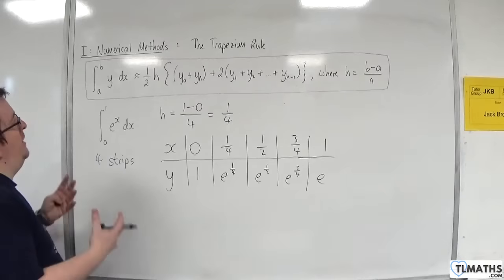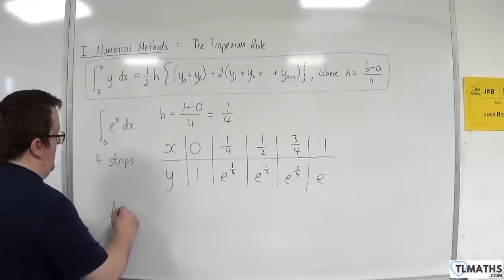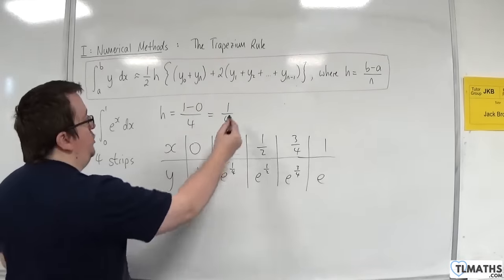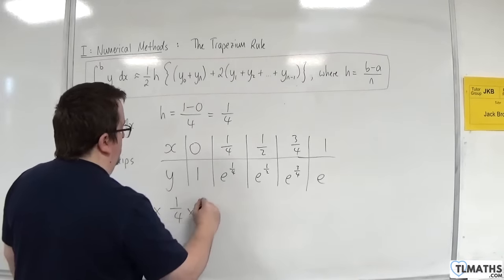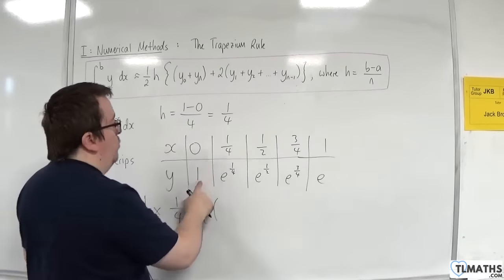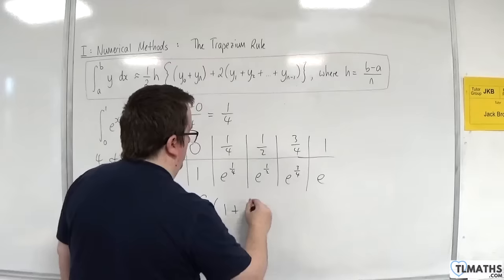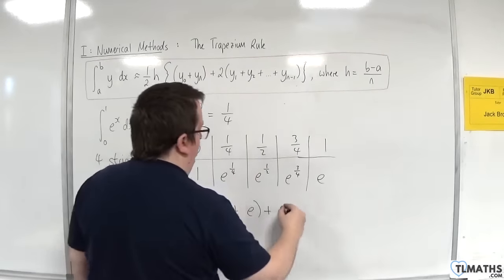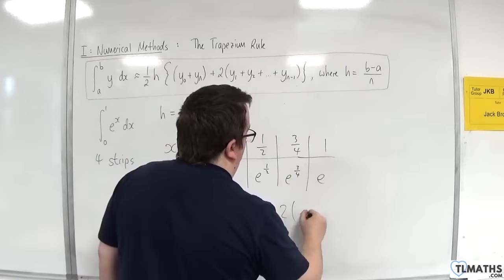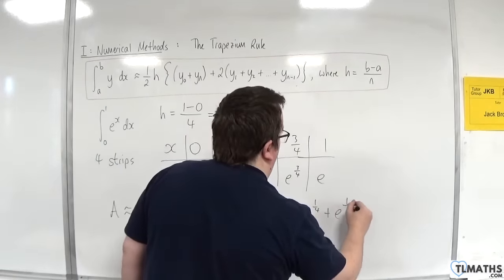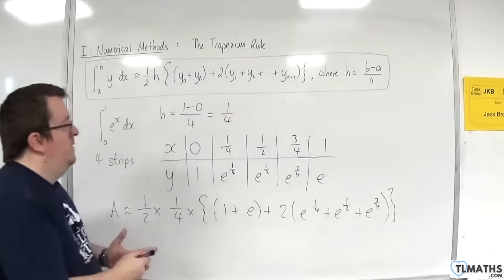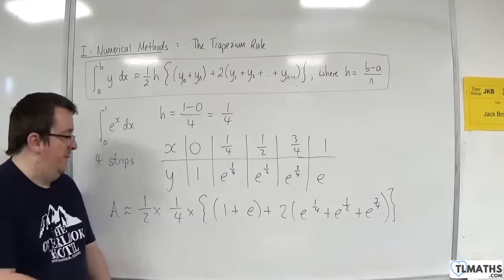And then we need to substitute it into the formula. So the area is going to be approximately 1/2 times h, which is 1/4, times, we've got the first plus the last, 1 plus e, plus 2 lots of y1 plus y2, so that's the rest of them. So e to the 1/4, e to the 1/2, e to the 3/4. Now you need to pop that in your calculator and evaluate it.